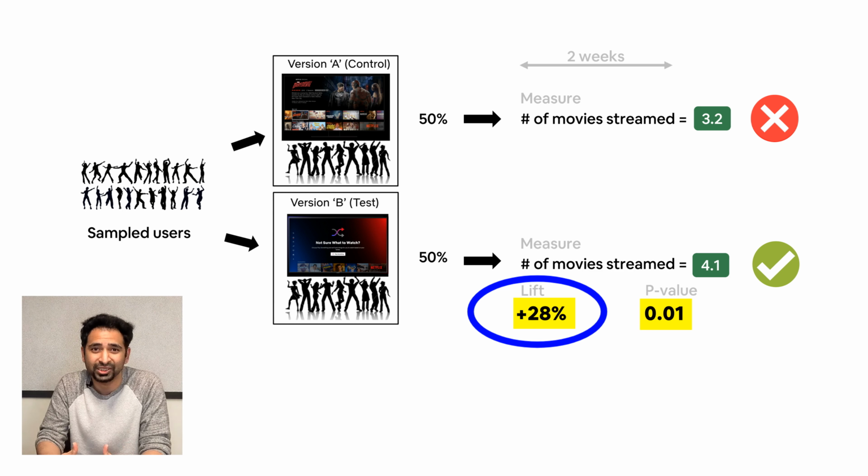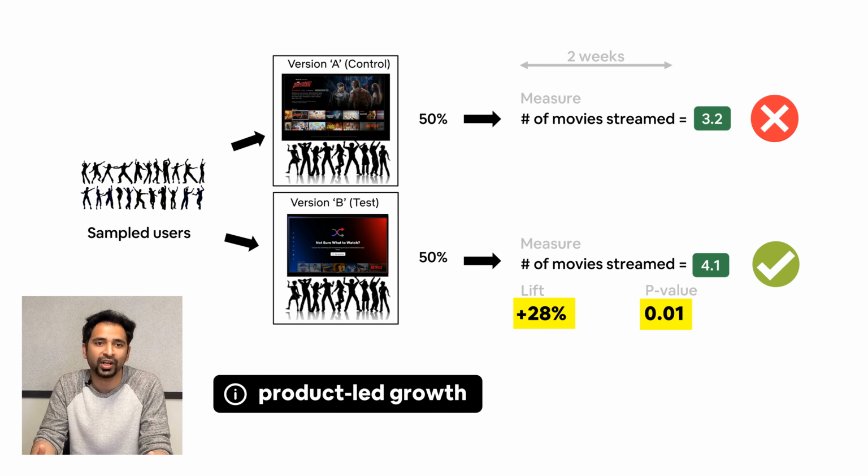If you think about it, this is a phenomenal improvement for Netflix. Imagine that your users are suddenly consuming more of your content without spending one additional dollar in marketing or advertisements. This type of growth by improving your product features is usually called product-led growth.